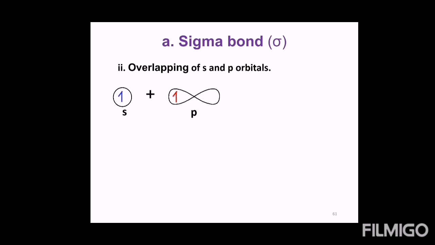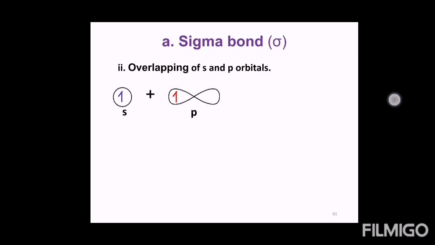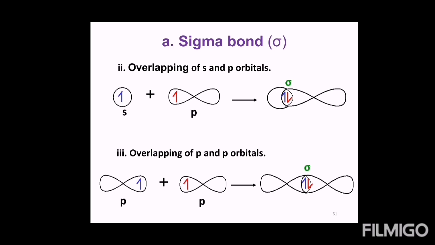Right, and then overlapping of s and p orbital. Alright, so p orbital dalam bentuk dumbbell, of course orbital s dalam bentuk spiral. So tambah antara dua tu, you akan dapat sigma bond. Right, overlapping between p orbital and p orbitals. Right, so p overlap dengan p untuk menjadi sigma bond end to end. So dia akan jadilah sigma bond.